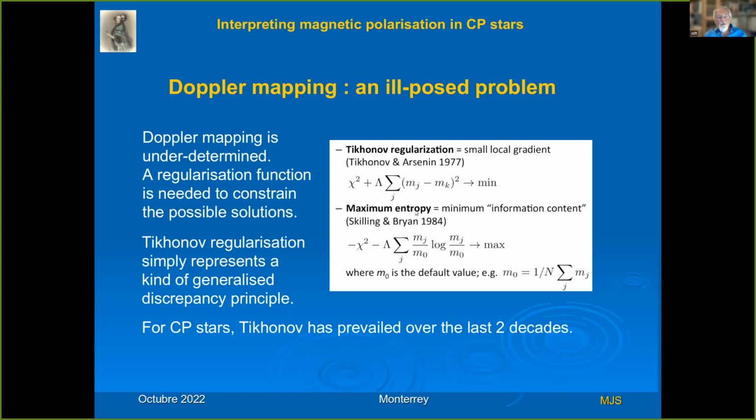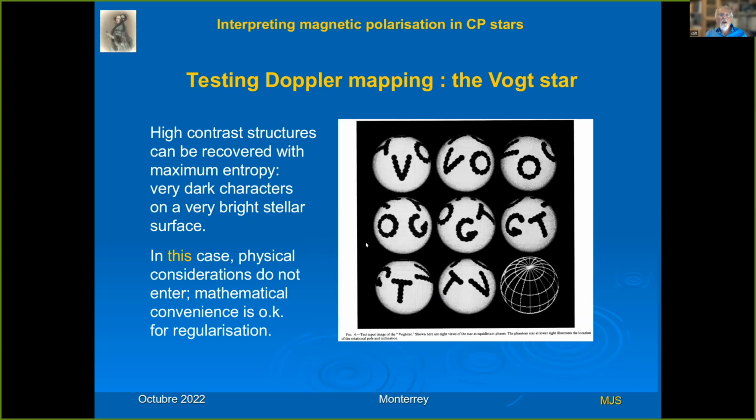It has nothing to do with physics. And for CP stars, Tikhonov has now prevailed over the last 2 decades. Maximum entropy is used for late type stars and for all kinds of non-CP stars, but for CP stars we are just faced with Tikhonov. You have, of course, to test your code. And the question is, how do you test it?